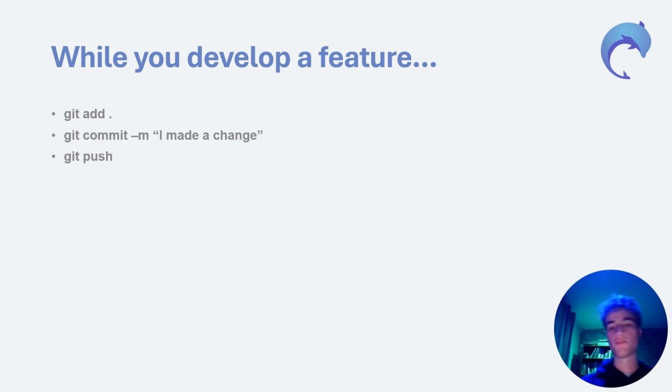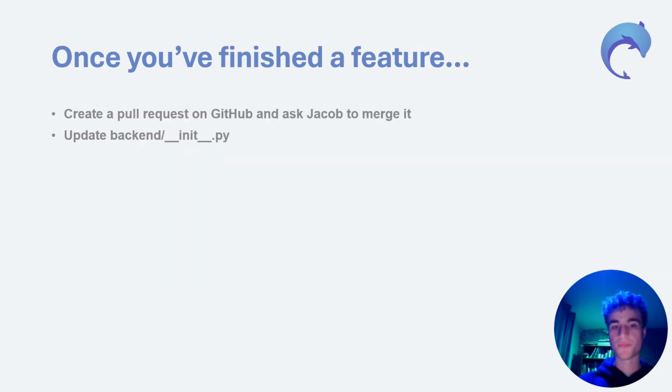So to get your code onto GitHub, you do git add dot, and dot means add every file that's been changed, and then you commit it. So you do git commit -m, and you say the change you made, and then you do git push, which pushes it to the branch you're working on, which should be the feature branch.